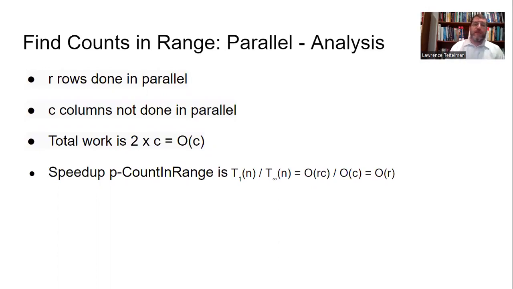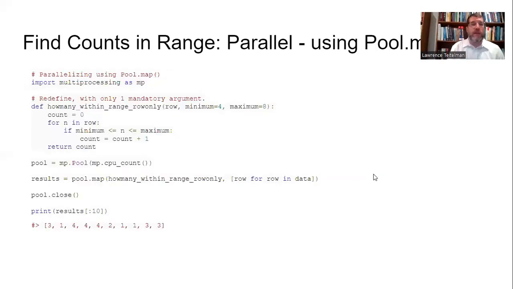Okay, so again, we had R times C if we use a completely serial model. If we go with this parallel model, we get down to the number of columns because we parallelize the rows, but we still have work per column. So it comes out to O of R, which is roughly the equivalent of an O of N speed up.